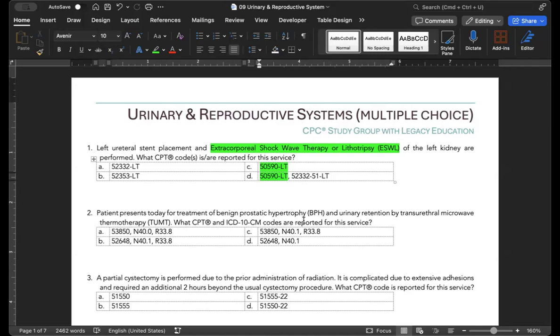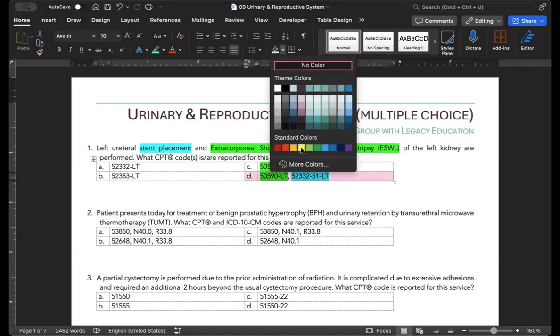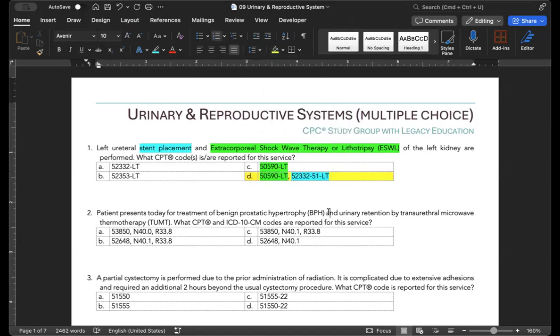So our 50590 is only for the ESWL or the extracorporeal shockwave lithotripsy. Now, the stent placement that we did is going to be coded separately because that's a separate procedure. Not everybody that has an ESWL is going to have a stent placement, so it's not going to be considered an integral component of that procedure. So we are going to code the 52332 for that stent placement as well.